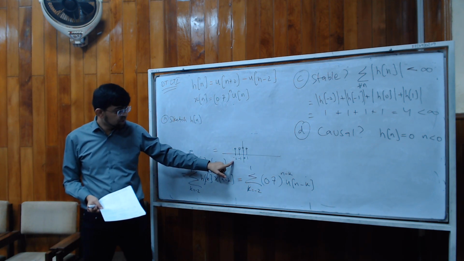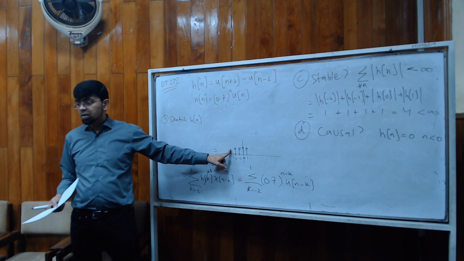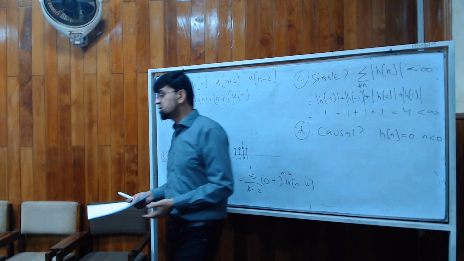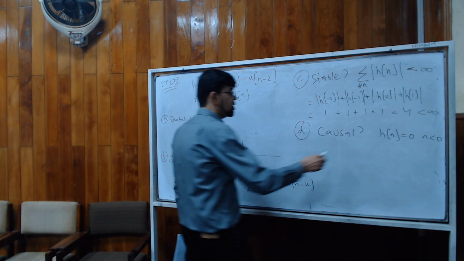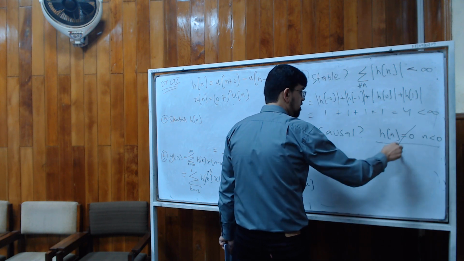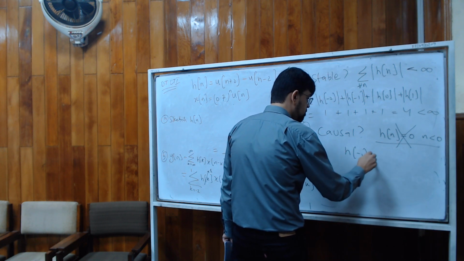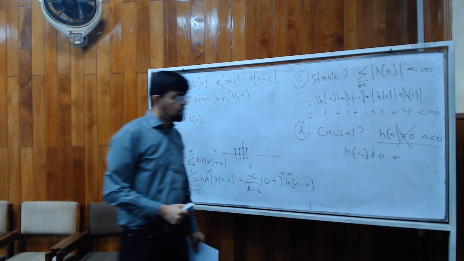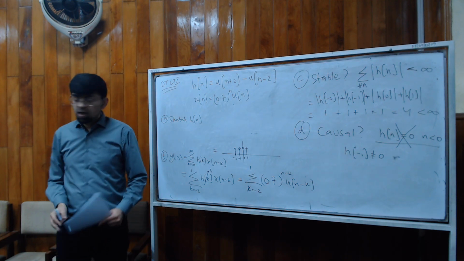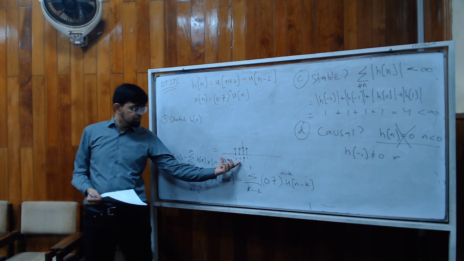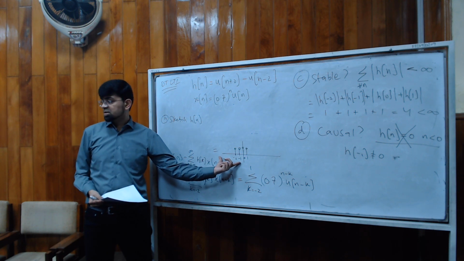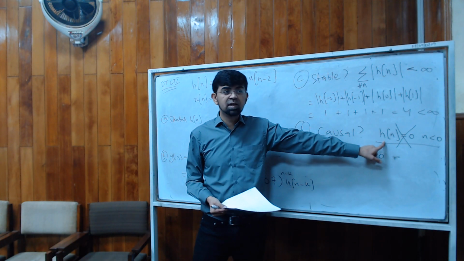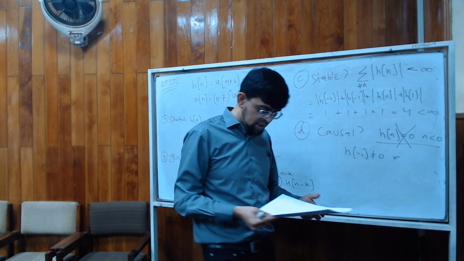For example, h[-2] is not 0. Even if in one point, in one place, this condition is violated, the system is not causal. In our case, the condition is violated because we see that h[-1] is not equal to 0. And from the graph, it's always much easier to see. If you see any values to the left of the origin, then the system is not causal because it will definitely fail this test. So the test becomes easy.